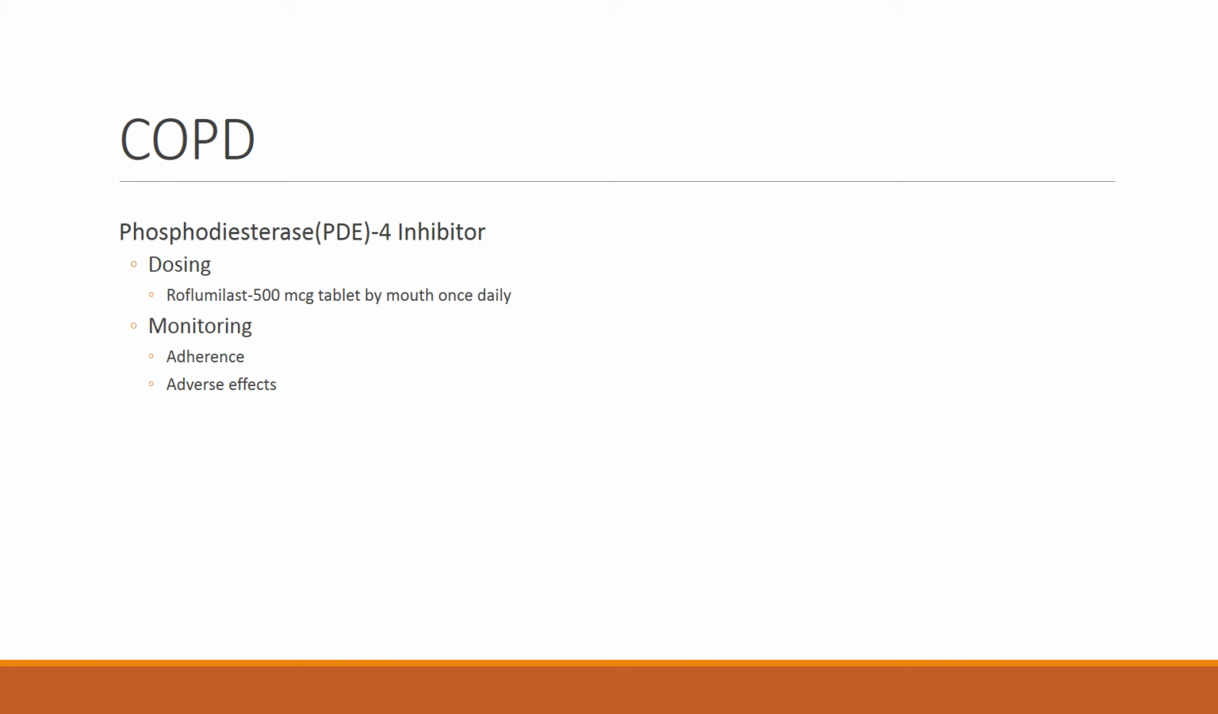So like I said, it's a tablet, just like the leukotriene modifiers. Again, works in a totally different way, but I think it can help you remember side effects and dosing, perhaps. It's a once-a-day tablet, roflumilast. And again, we want to monitor that patients are taking it every day and that they're not having those adverse effects. And obviously checking their hepatic function every so often.